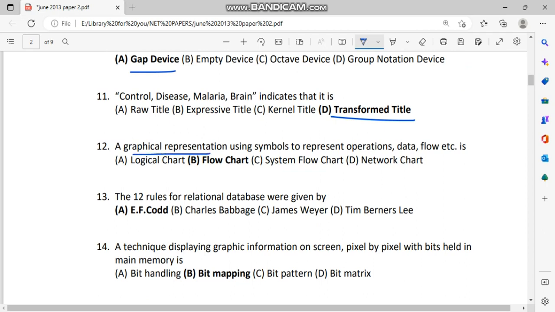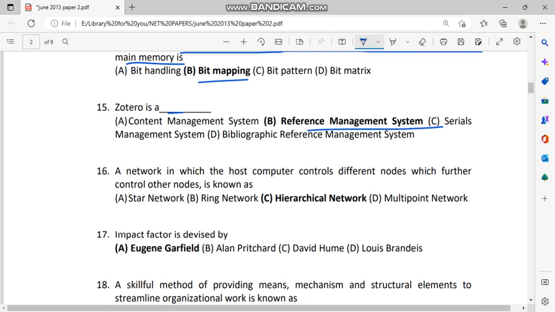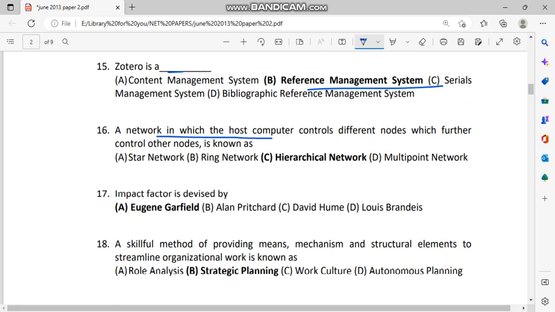A graphical representation using symbols to represent operators, data flow, etc. is flow chart. The 12 rules for relational database were given by E.F. Codd. A technique displaying graphic information on screen pixel by pixel with bits held in main memory is bit mapping. Zotero is the reference management software. A network in which the host computer controls different nodes which further control other nodes is known as the hierarchical network.